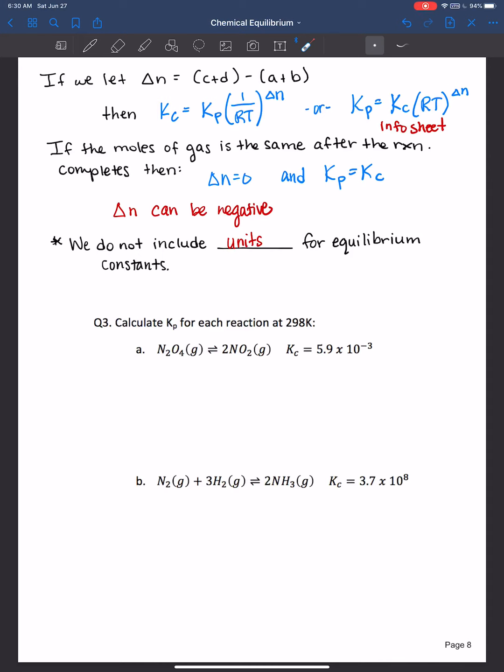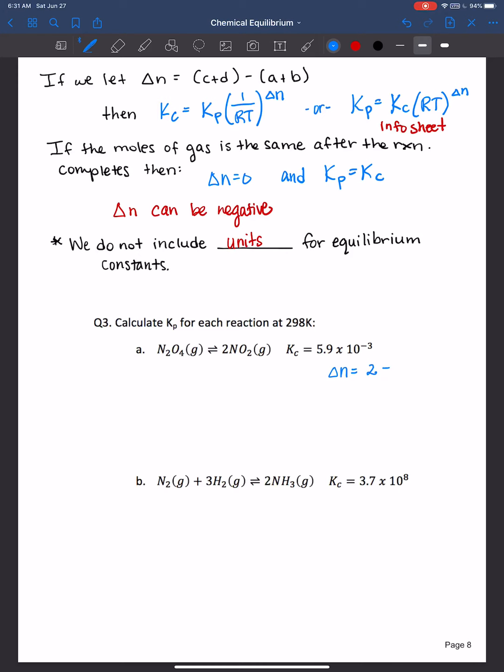All right, so here we have dinitrogen tetraoxide to make nitrogen dioxide. Okay? And we see that it's balanced, so that's good. And we want to calculate Kp from the Kc, given that the temperature is 298 Kelvin. So first order of business, you want to calculate the change in moles. So change in moles is products minus reactants. So the number of moles of products is 2.